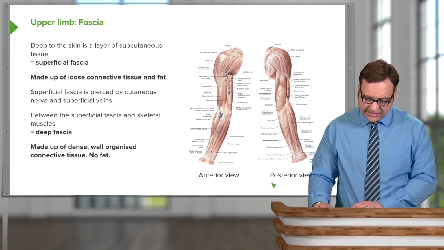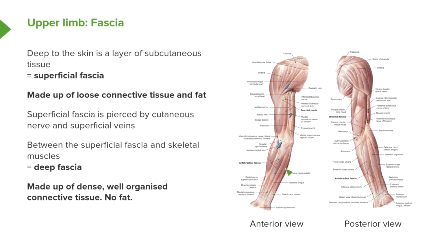And the deep fascia we can see on both this anterior and this posterior view is this white glistening layer, this white glistening membrane, and we can see that it's covering all of the muscles we can see in the upper limb. It's made up of dense, well-organized connective tissue, and there's no fat. So this is just a membranous layer that surrounds the muscles.